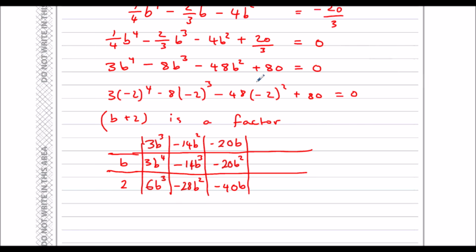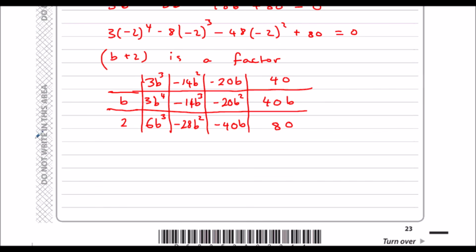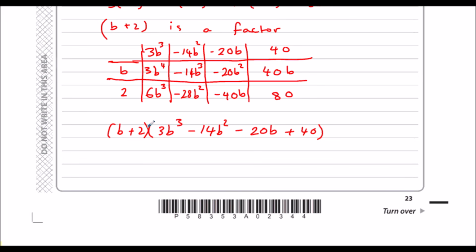We want no b's. We've got no b term. So we need to add on 40b's. B times 40 makes 40b. And 2 40s are 80. So we have b plus 2 times 3b cubed minus 14b squared minus 20b plus 40. And we need to factorize it again. We need to take another b plus 2 out of this. So take b plus 2 out of our answer to our last part.